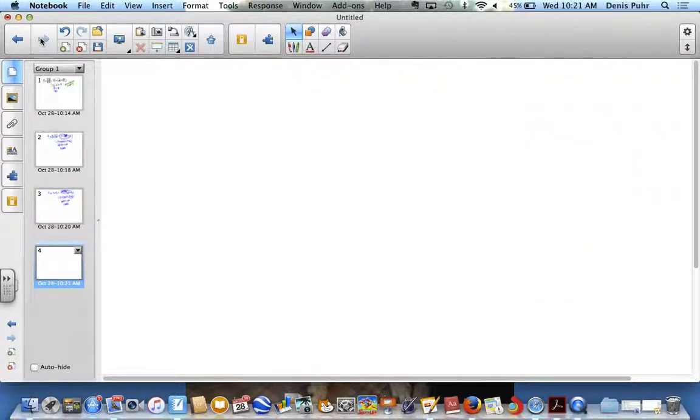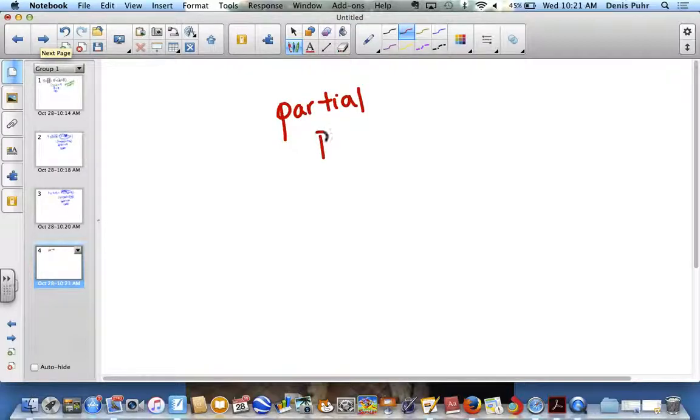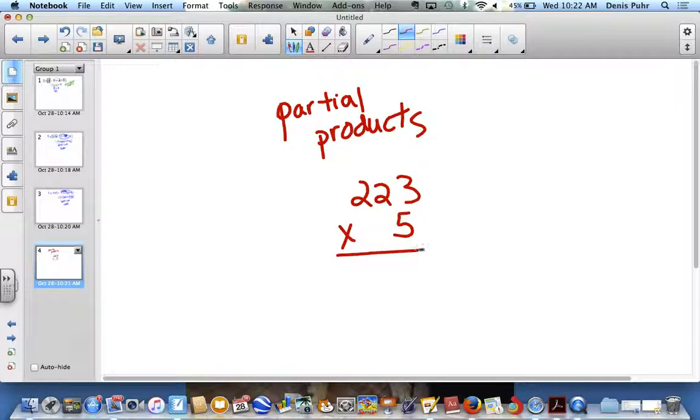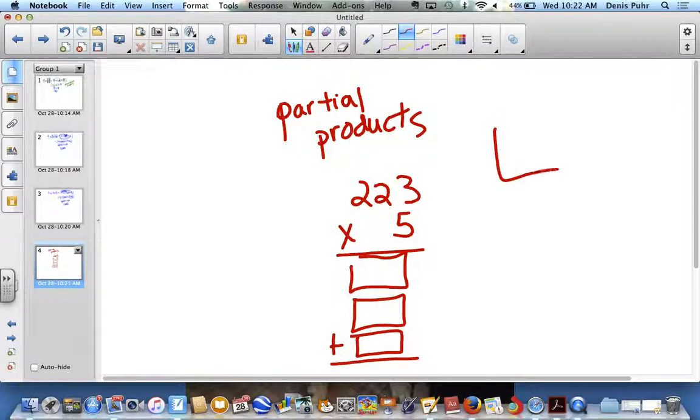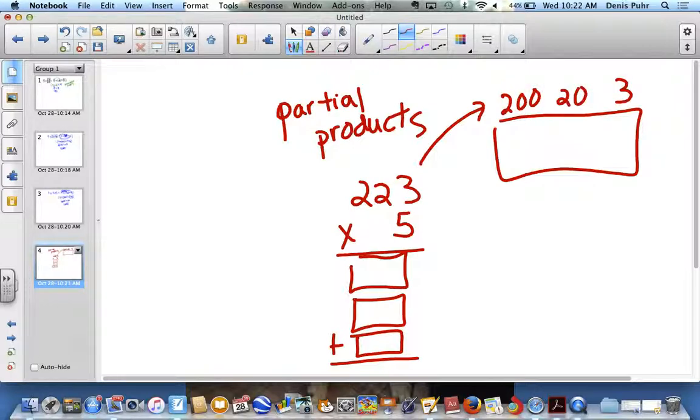Another area people had difficulty with on the homework was what we call partial products. Partial means a piece. So you had a problem that looked like this: 223 times 5. And then it had some boxes under it. The boxes are the same thing that you would put if you were asked to do the area model. So with the area model, we took 223 and wrote it in expanded form.